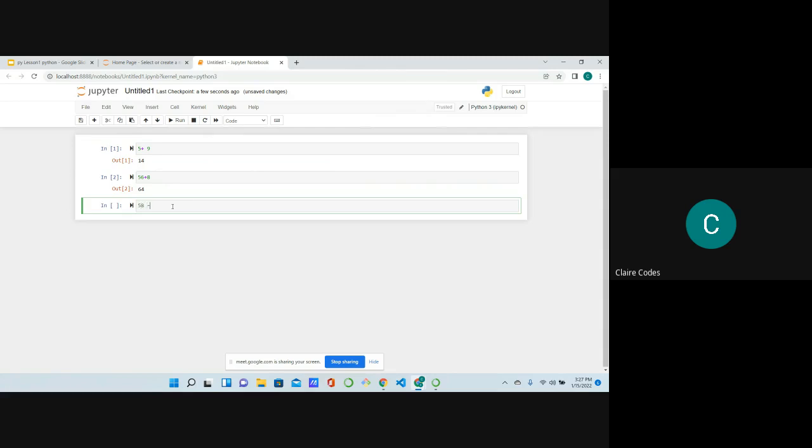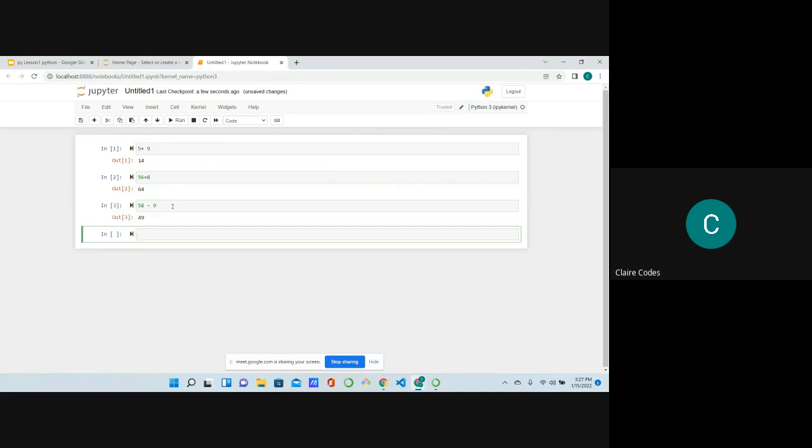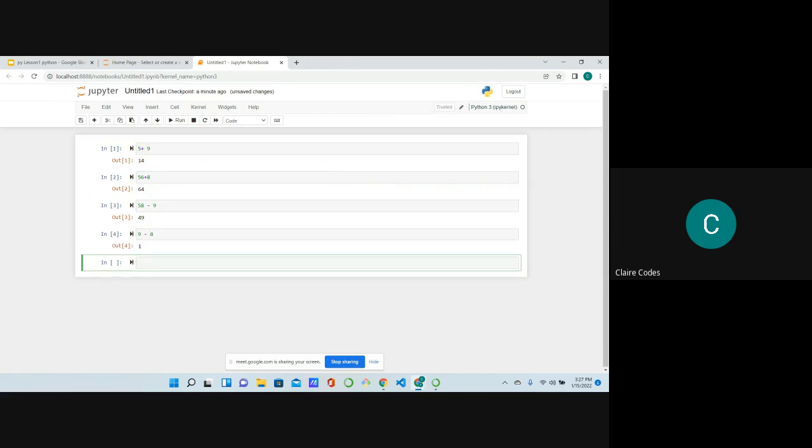We can also do subtraction. So we have 58 minus 9, which will give us 49. And we'll try again something that is simpler, like 9 minus 8, which is definitely supposed to give us a 1. Yeah, and that's how we subtract.